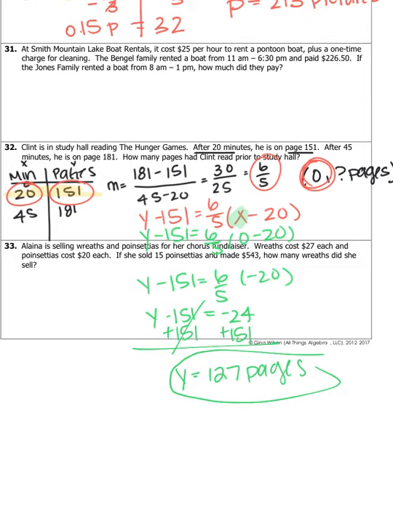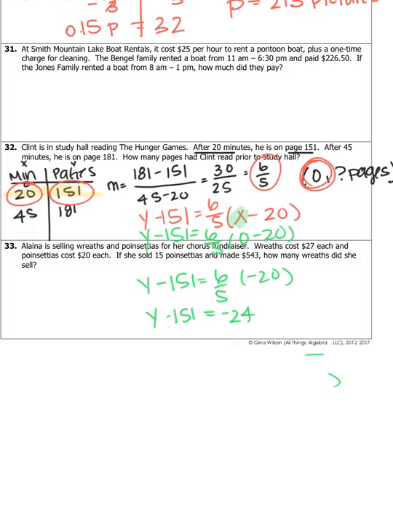All right, let's try this very last one. Okay, it says, Elena is selling wreaths and poinsettias for her chorus fundraiser. Wreaths cost $27 each and poinsettias cost $20 each. If she sold 15 poinsettias and made $543, how many wreaths did she sell?